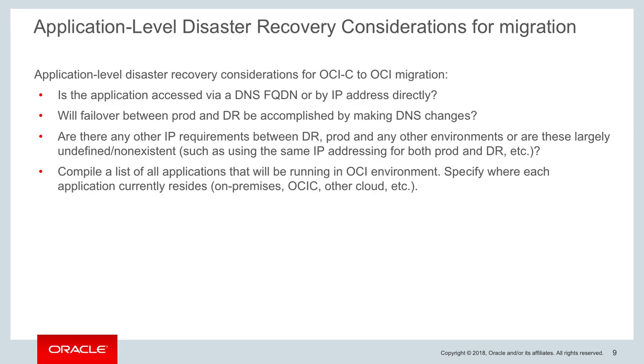Then you finally need to compile a list of all applications that you will be running in OCI environment and specify where each application currently resides, whether it's running on premises, OCI Classic, or other cloud providers. This is especially needed if you have a hybrid cloud architecture in place.